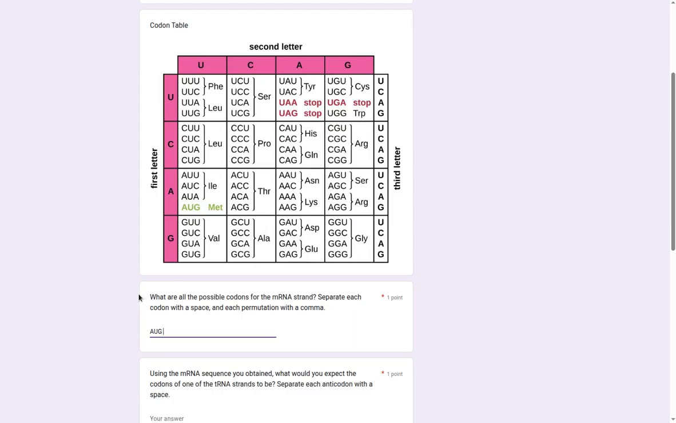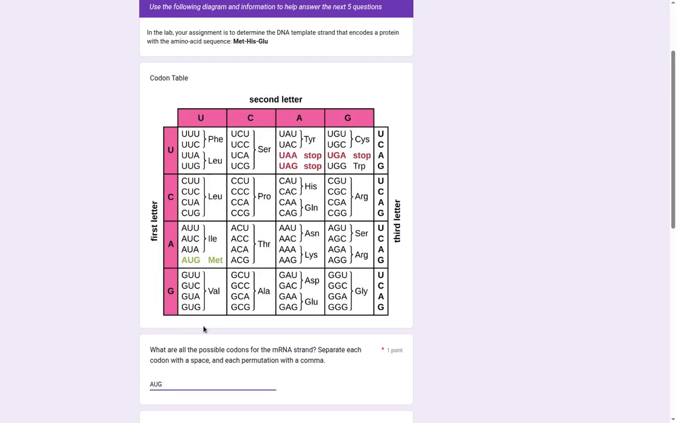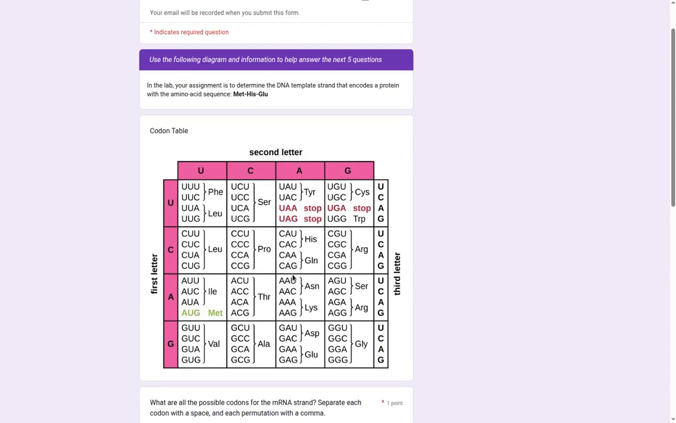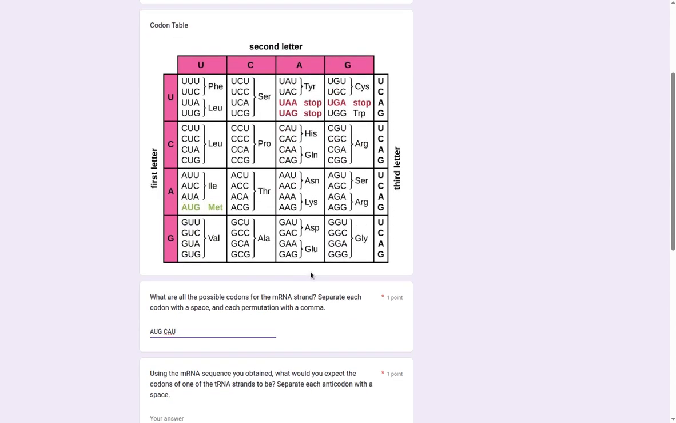Let me read the question first. What are all the possible codons for the mRNA strand? Separate each codon with a space and each permutation with a comma. Okay. HIS, where is HIS? Yeah. Then CAU. So CAU, and then GLU. So GLU is this, GAA.